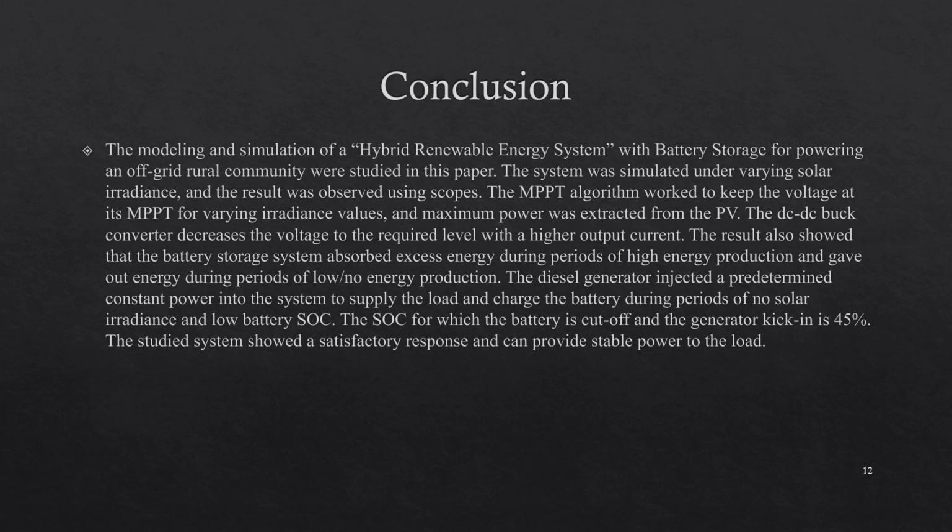And also the diesel generator injected a predetermined constant power into the system to supply the load and charge the battery during the period of no solar irradiance and low state of charge. The state of charge at which the battery is cut off and the generator kicks in is 45%. This study system showed a satisfactory response and can provide stable power to the load for the off-grid location under consideration.